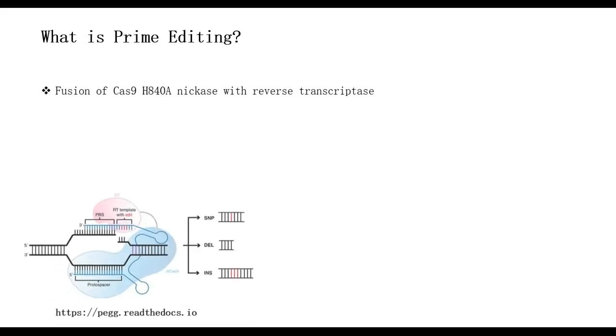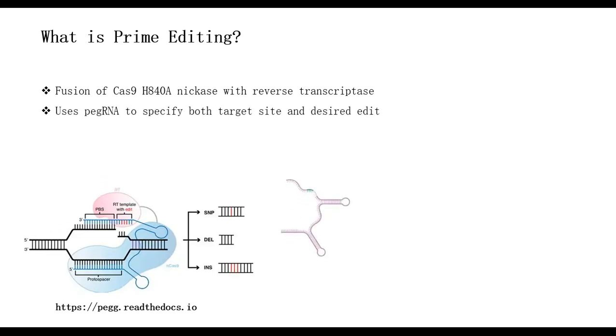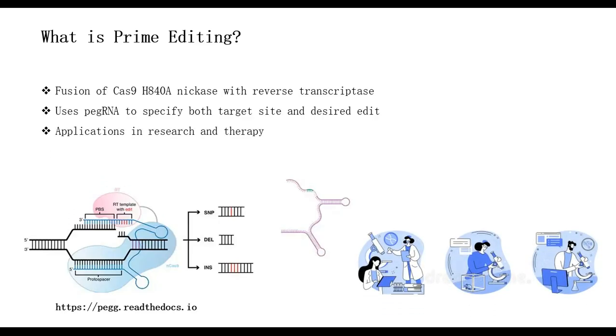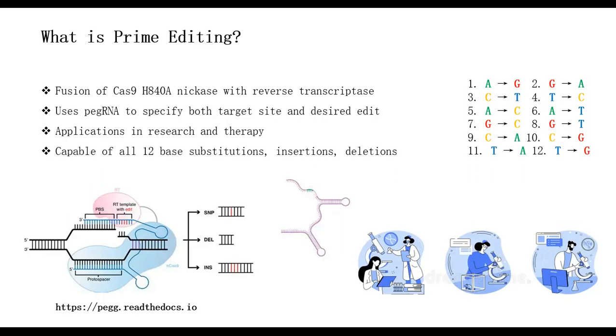What is prime editing? Prime editing is a search and replace genome editing method. It uses a Cas9 nickase fused to a reverse transcriptase and a pegRNA that encodes both the target site and the intended edit, making it a powerful tool in both basic research and therapeutic development. Prime editing is versatile and capable of performing all 12 possible base-to-base substitutions, as well as precise insertions and deletions.